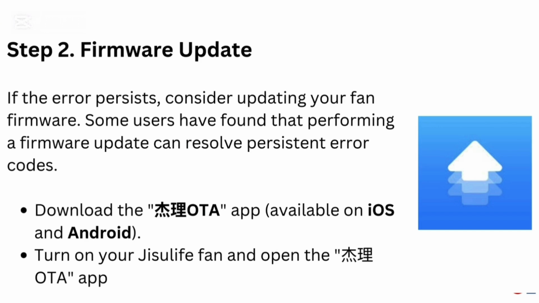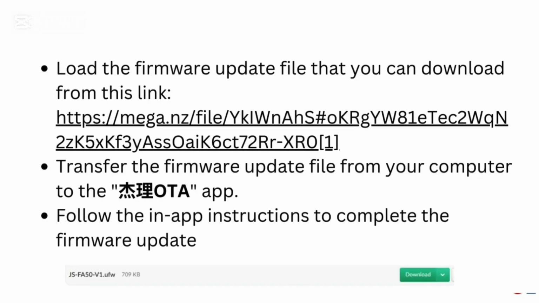And then turn on your Jisulife fan and open up that application. And then load the firmware update file that you can download from this provided link available, and then transfer the firmware update from your computer to the OTA app and follow the in-app instructions to complete the firmware update.